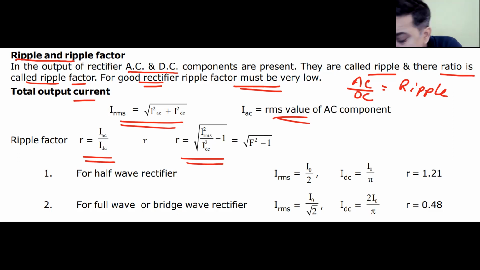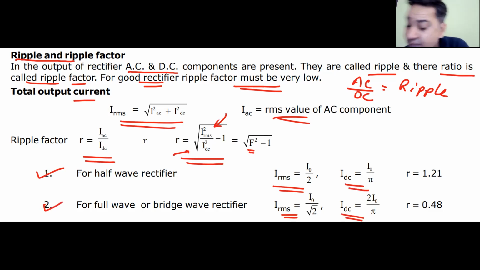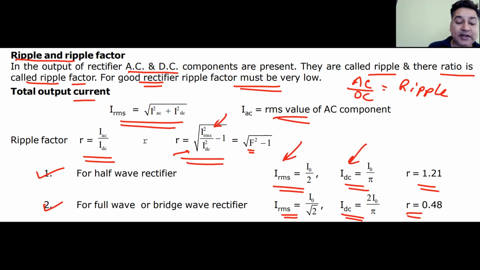Just remember this. This I RMS by I DC is the form factor. For a half wave rectifier, IRMS is this, IDC is this. For a full wave rectifier, IRMS is this, IDC is this, ripple factor is this. You just have to remember the IRMS and IDC values. There is nothing that I can help you with here. You will have to remember this. Will you understand this? Because a question might come and they might ask you straightforward values. I cannot help you if you don't remember it.